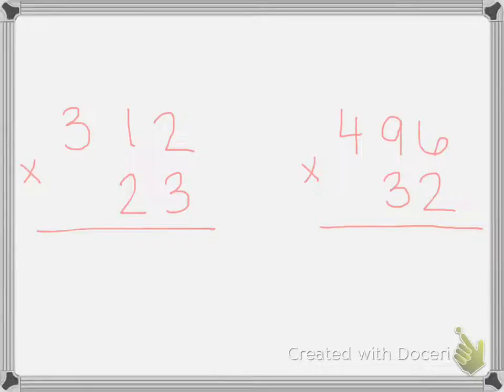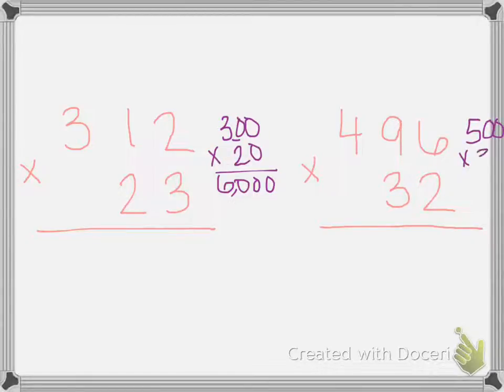Number 2 says make an estimate and then solve. So if I were going to estimate, I would do 300 times 20. 3 times 2 is 6. Add 3 zeros. It would be around 6,000. For the second one, I would do 500 times 30. 5 times 3 is 15. Add those 3 zeros, around 15,000.